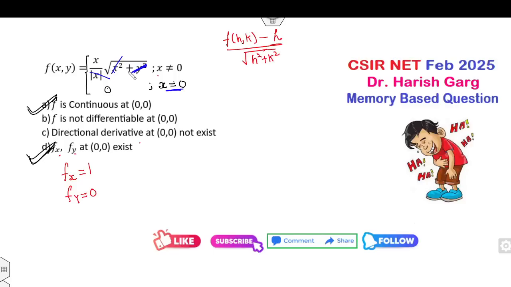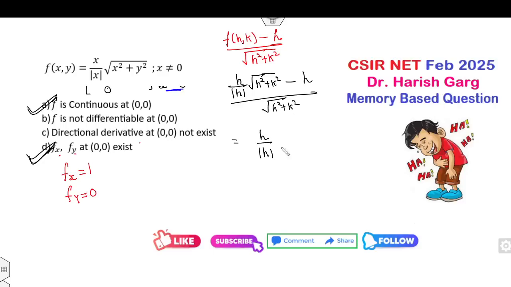Fine. Now you can substitute the value of h, f of (h, k). So it is h divided by mod h into h square plus k square, minus h divided by h square plus k square. So clearly the limit of this quantity does not exist, because if I separate them, it is not unique. Either it's a plus 1 or a minus 1.